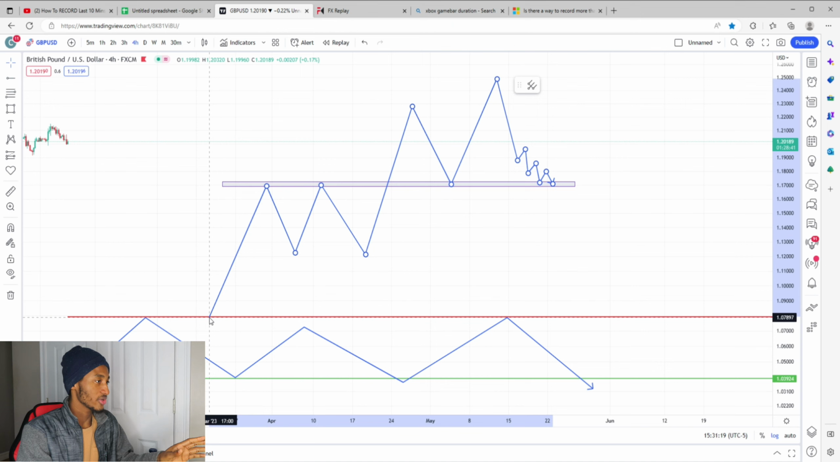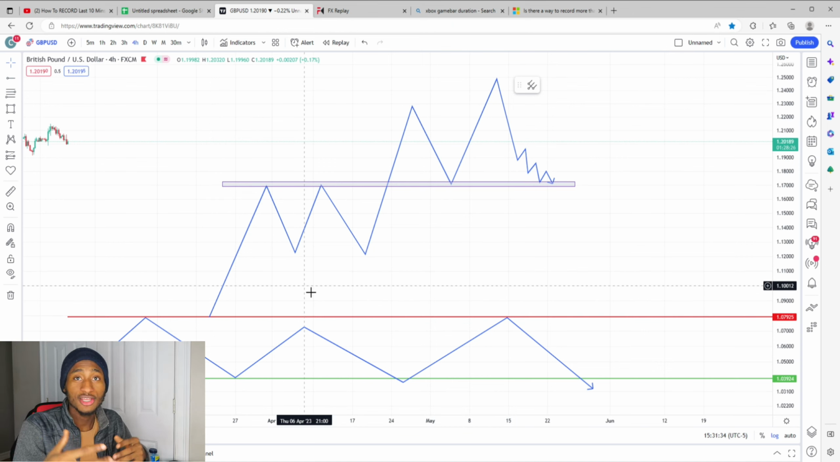Let's say this is an uptrend. Sometimes there are times that you have to go against the trend, and if you're going against the trend, you want to get out of the trade at the next support and resistance, at that exact support and resistance.